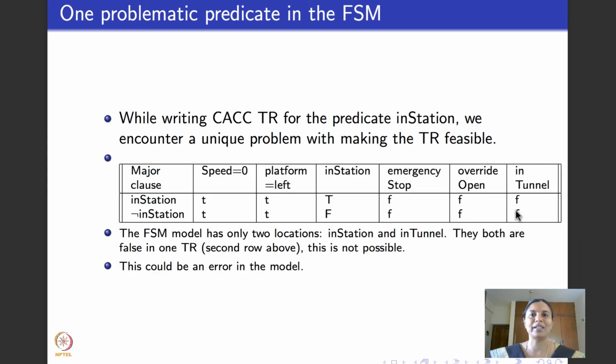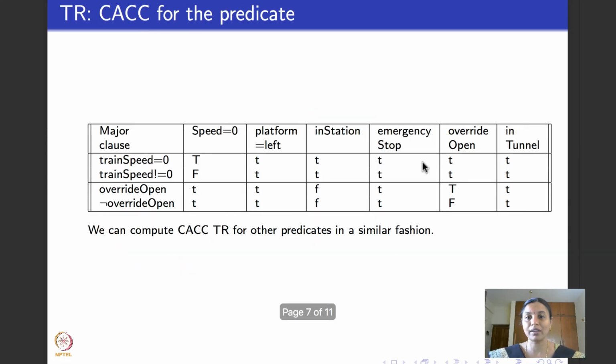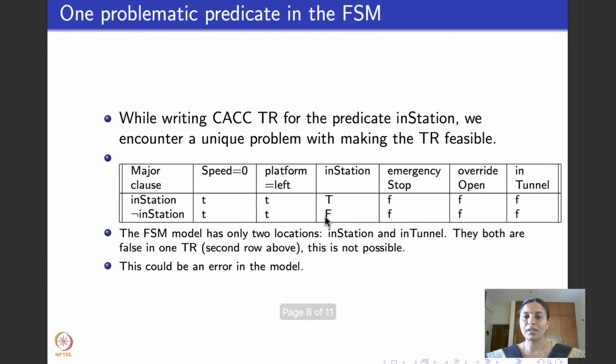There's something incomplete in the specification. This one said the train is both in the station and in the tunnel. Not clear. This says the train is neither in the station nor in the tunnel. It's the second row here. If you see, both are marked false. That's also not possible. So it could be interpreted as two things.